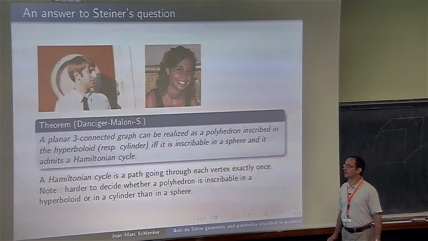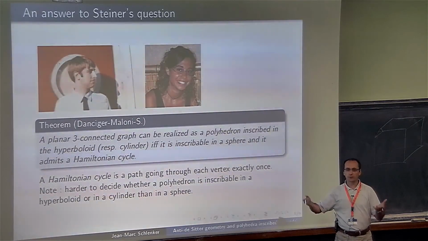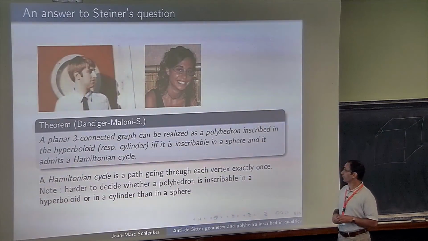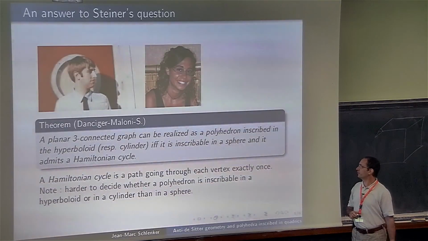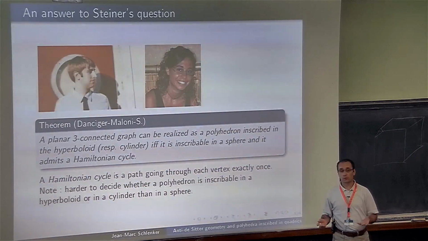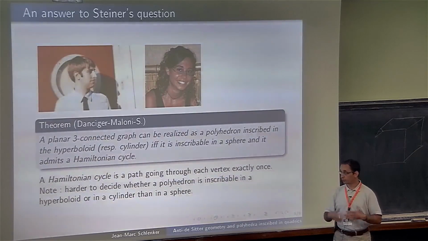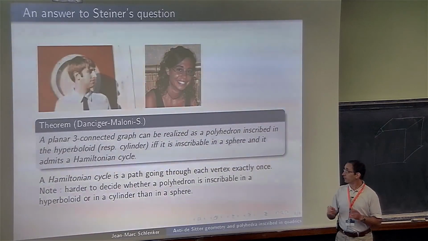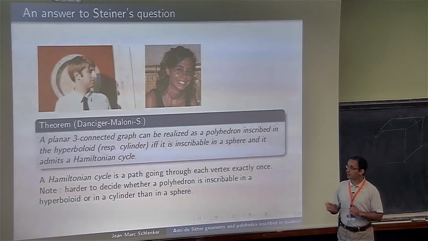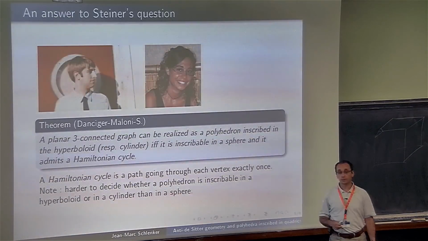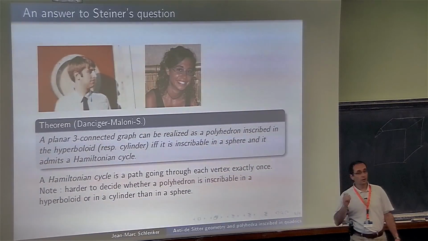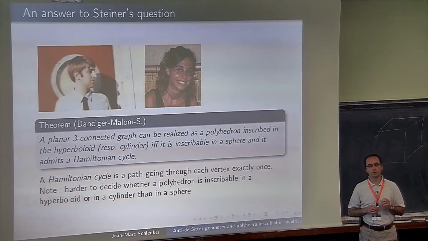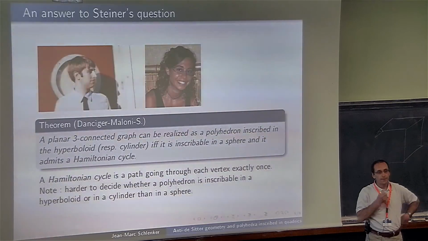And the statement is the following. You take a graph in the sphere, which can be realized as some polyhedron, so it is three-connected. And the statement is that it can be realized as a polyhedron inscribed in the hyperboloid or in the cylinder. It doesn't matter, both work the same way. If and only if it satisfies two properties. One is that it is inscribable in a sphere, and the other one is that it admits a Hamiltonian cycle. Hamiltonian cycle meaning a closed path following the edges and going exactly once through each vertex of the graph.